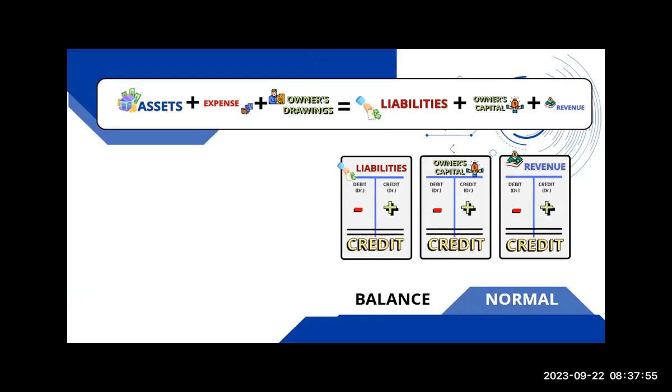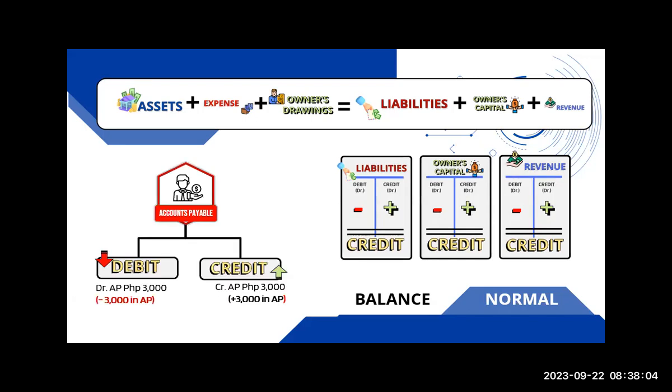Punta naman tayo sa right side. The normal balance for liabilities, owner's capital, and revenue are credits. So pag sinabi natin tumaas si liability, meaning that would be a credit in liability, right? So credit accounts payable 3,000 means tumaas si liability ng 3,000. A debit in accounts payable ng 3,000 means bumaba si accounts payable ng 3,000. Same with owner's capital. Ang normal account ng owner's capital is credit. So if our owner's capital increases by 100, it should be credit 100, debit pag bumaba siya, negative 100 in owner's capital.